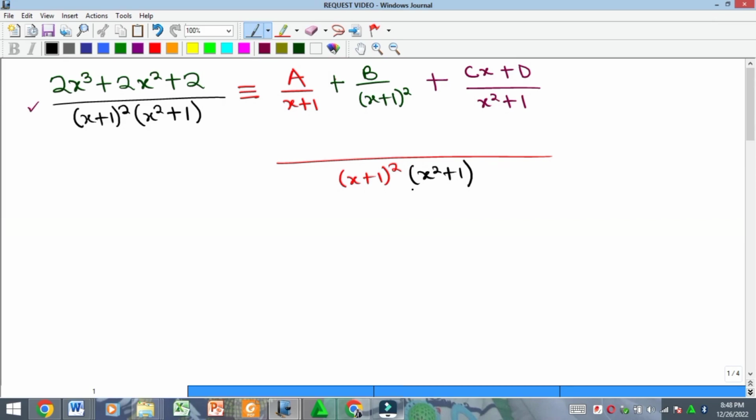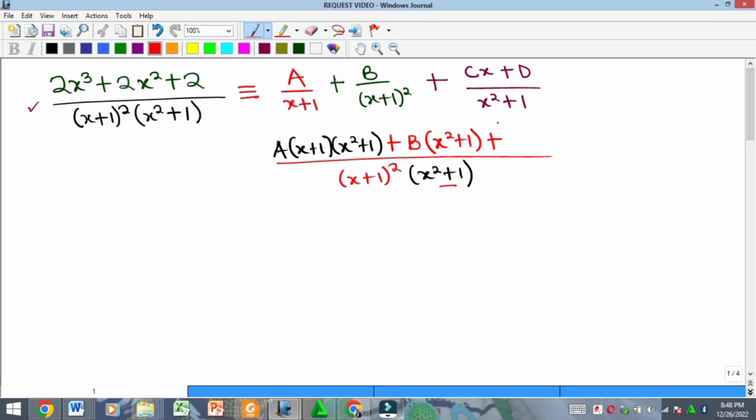x plus 1 divides this, and you have x plus 1 multiplying what is left. So you are going to have a times x plus 1 times x squared plus 1, and so we are done with this one. So we come over here. The x plus 1 squared will divide, so only this one will be left, and that will multiply your b. So you're going to have b into x squared plus 1.